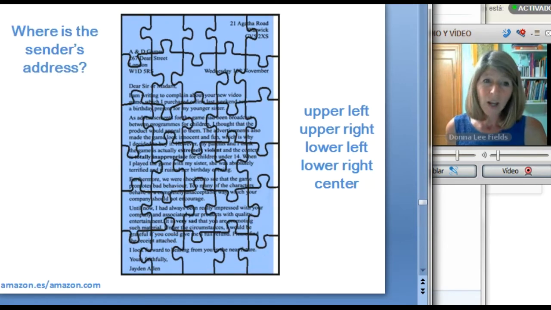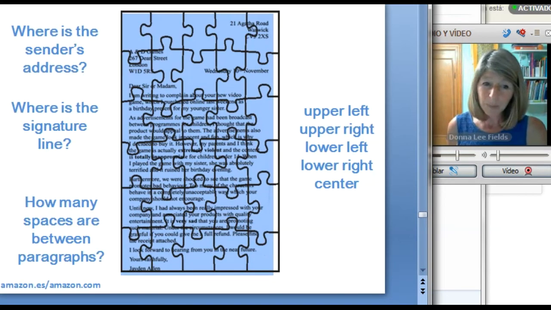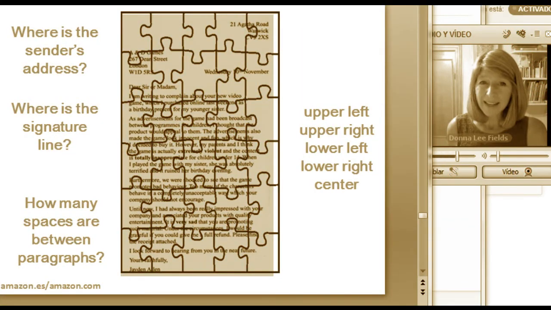For instance, where is the sender's address? Where is the signature line? How many spaces are between paragraphs? So they're working on this in pairs, and you can include many other questions. So that's one easy scaffolding activity. I've seen it work many times, and the students love it. It gets them excited about something that otherwise would be really boring.